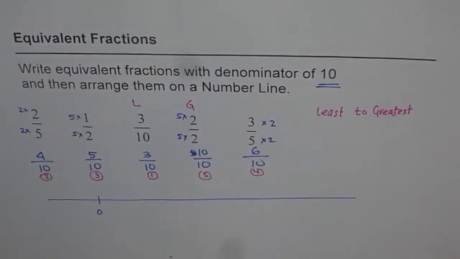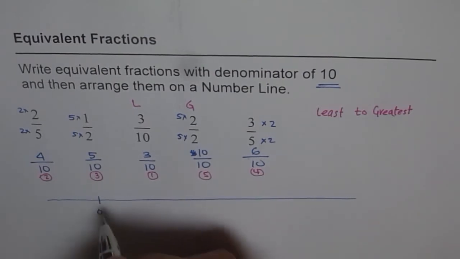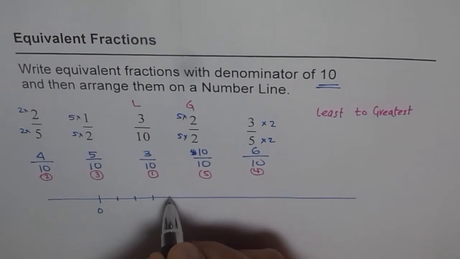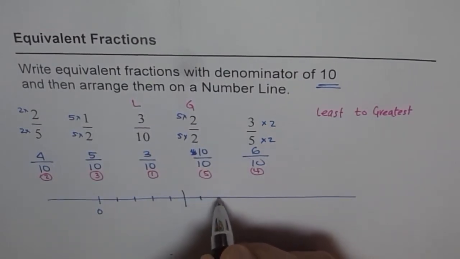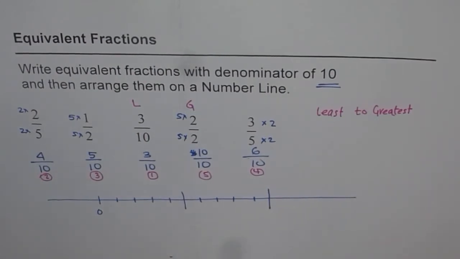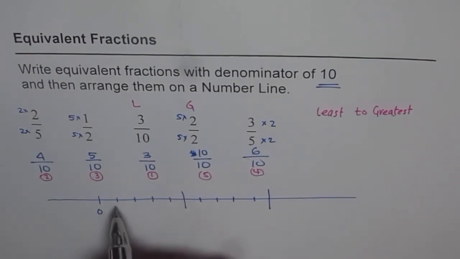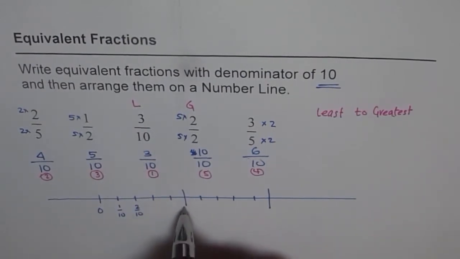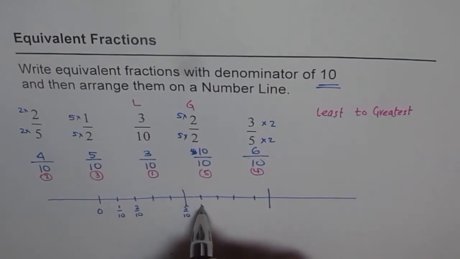So we've done this work. But how to place them on a number line? What does 4 out of 10 mean? 4 out of 10 means that let's make 10 divisions. That is from 0, 1, 2, 3, 4, 5, 6, 7, 8, 9, 10. So we got 10 divisions, right? So each is 1/10. This is 1 out of 10. This will be 2 out of 10. Like this, this will be 5 out of 10, 6 out of 10.